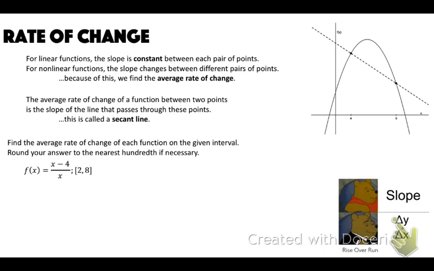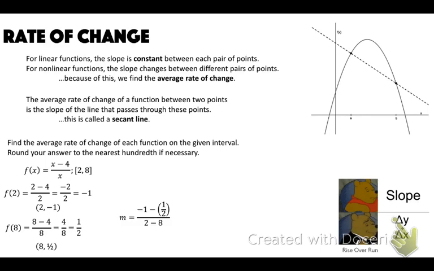This one, so again, same thing. We need to figure out what the point is there. So if I plug in 2, that's 2 minus 4 over 2, which is negative 2 over 2, which is negative 1. So 2, negative 1. I plug in 8. 8 minus 4 over 8, that's 4/8, which is 1/2.